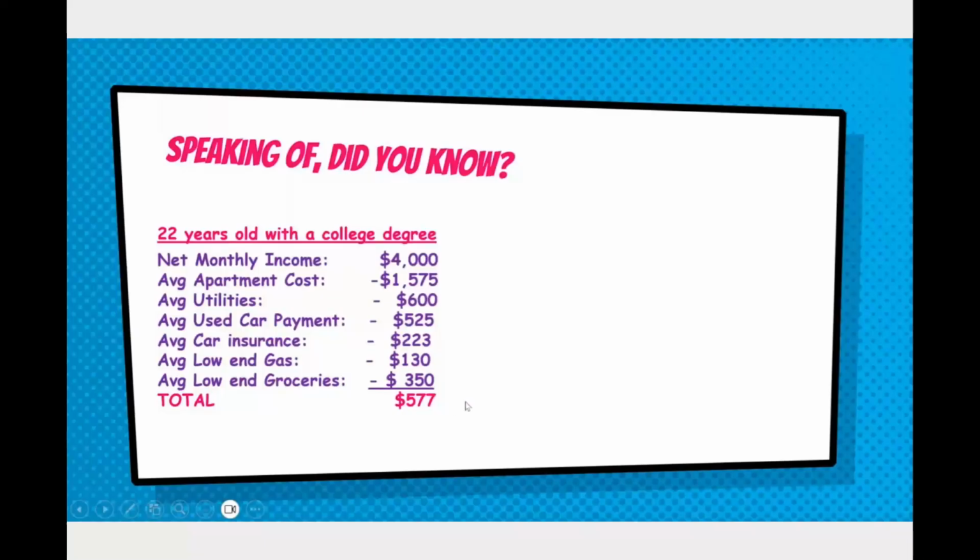And that's not for things that you want to buy or want to do. There's nothing on here that says savings, for instance. There's nothing on here that says stuff for me, stuff that I want, like traveling, anything like that. That's just $577 left over. If you want to go on a date, then subtract $100 from that or more, or whatever it is you want to do.